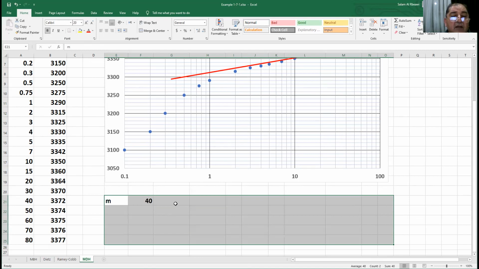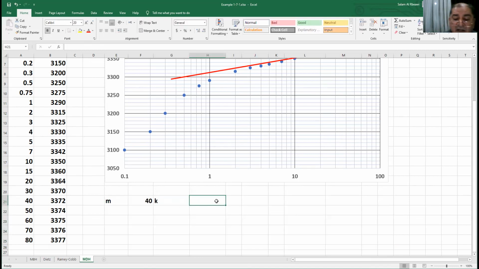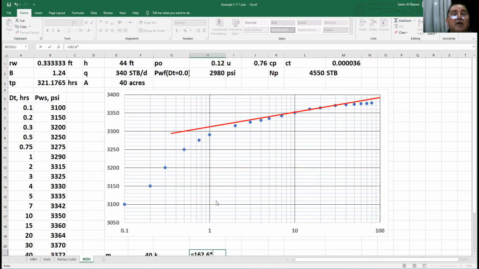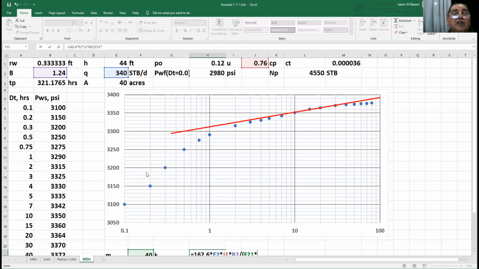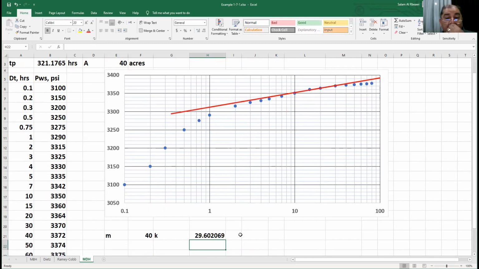See? And now we're going to calculate the permeability. This is very typical. It is the constant times Q mu B, where Q is the flow rate, mu is the oil viscosity, B is the oil formation volume factor, divided by the slope times the formation thickness, and you are done. This is your permeability in millidarcy.